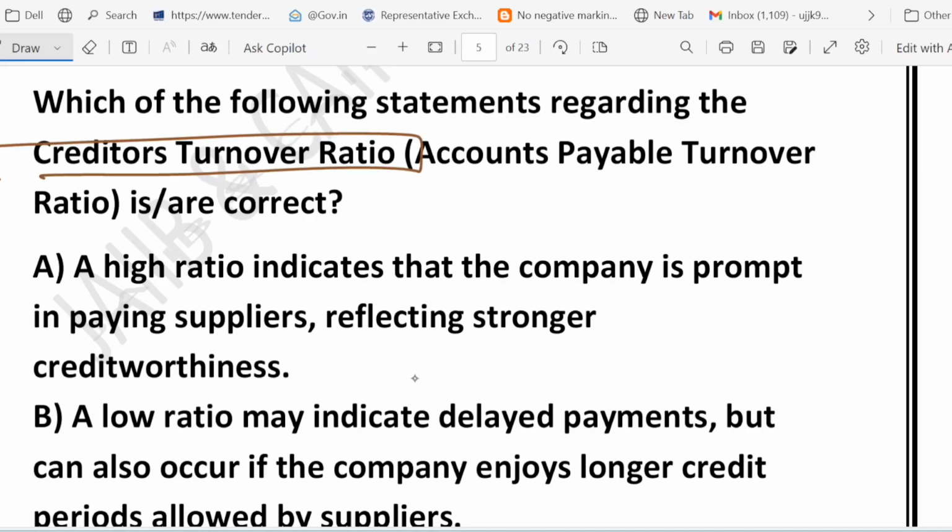Let's try to understand. Suppose you have a company, you have a firm, and you have availed some goods, some kind of services on credit. You have not paid yet. So basically you have to clear your dues. So how many times a year are you able to clear your dues? That is what this creditor turnover ratio is all about. If the ratio is higher, it means the company pays quickly and multiple times in a year.